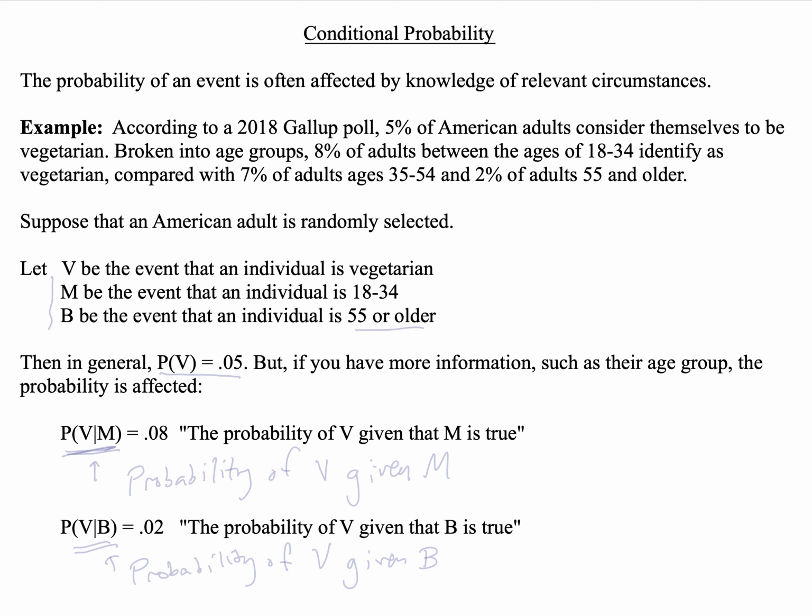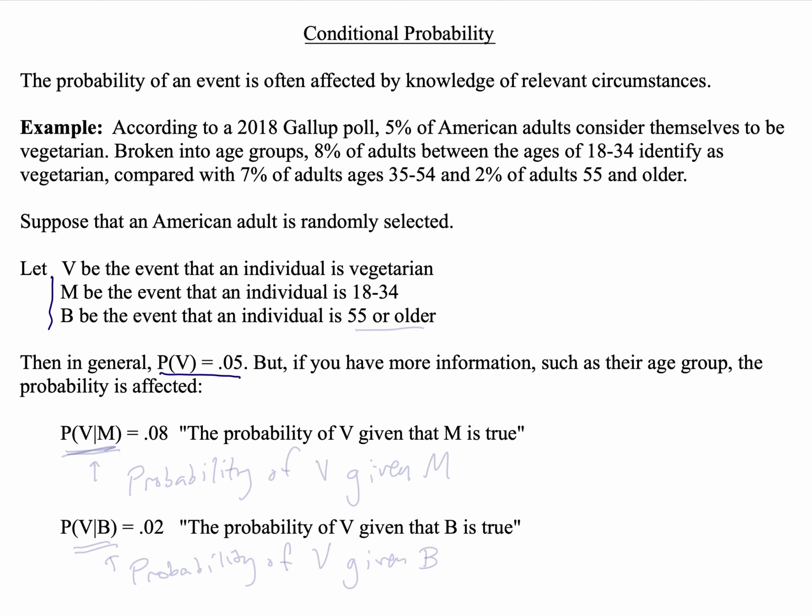So if we suppose that an American adult is randomly selected and we define these events, V is the event that an individual is vegetarian, M is the event that an individual is 18 to 34, and B is the event that that individual is 55 or older, then in general, the probability that the individual we randomly select is vegetarian is 5% or 0.05.